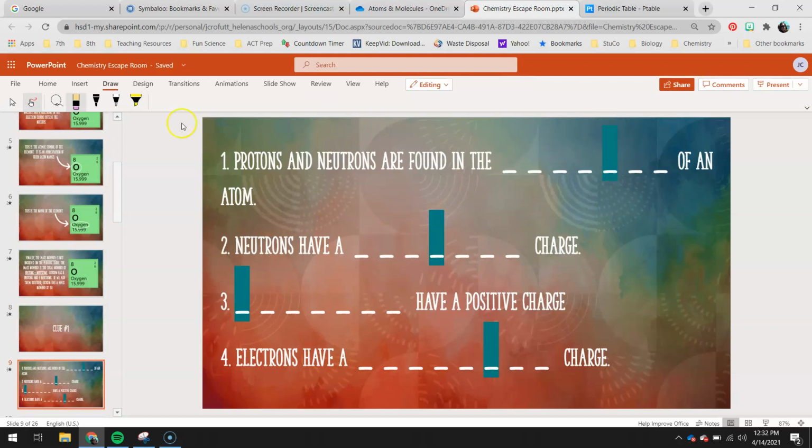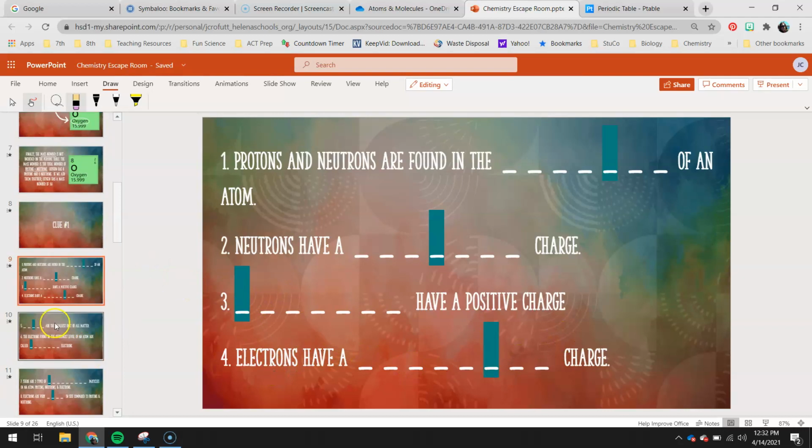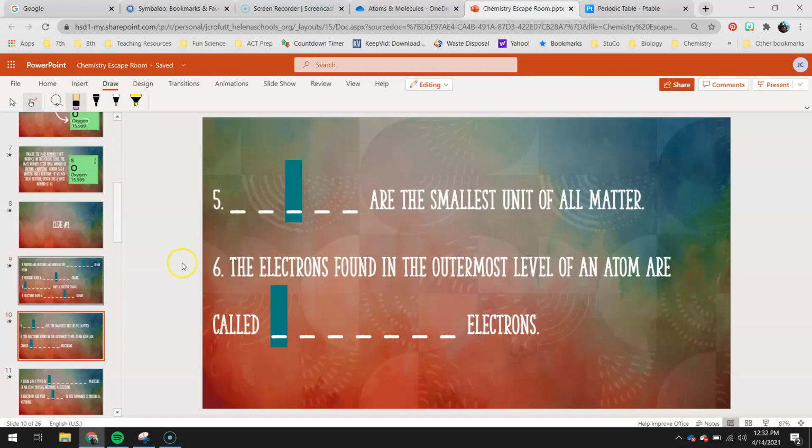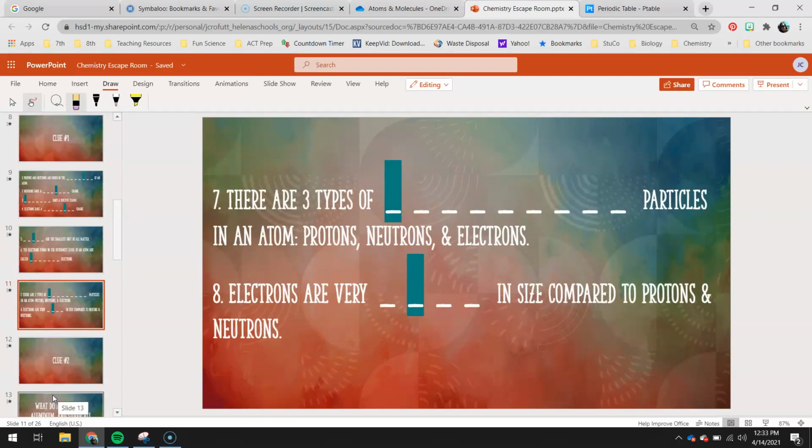You can use the internet for that. You have some of this information that I just gave you in that introduction, or like I said, you can Google it. Blank have a positive charge. Electrons have a blank charge. Blank are the smallest unit of all matter. The electrons found in the outermost level of an atom are called blank electrons. Okay, 7 and 8, there are 3 types of blank particles in an atom: protons, neutrons, and electrons. And then finally, electrons are very blank in size compared to protons and neutrons.